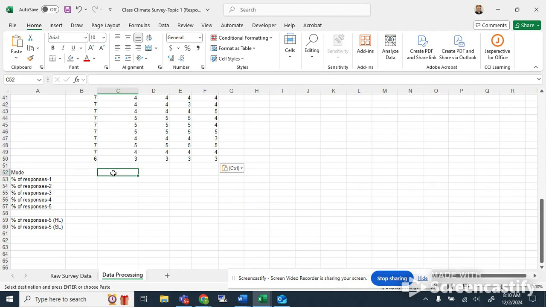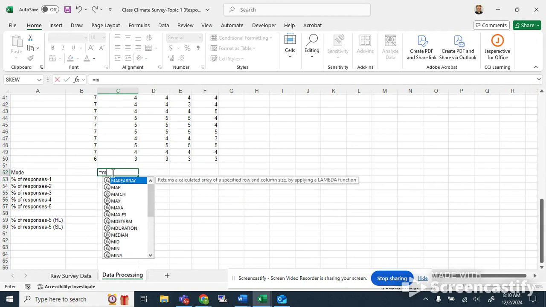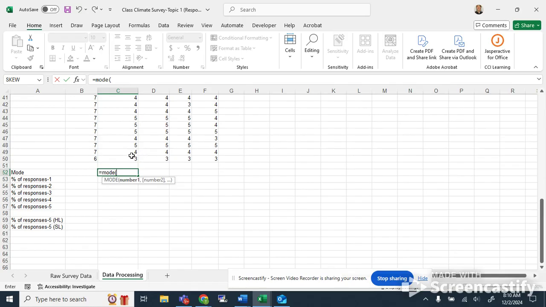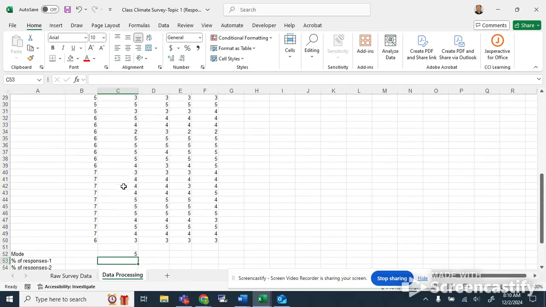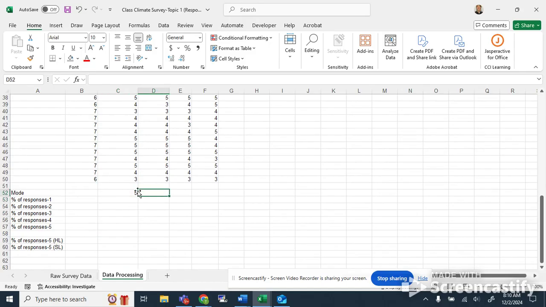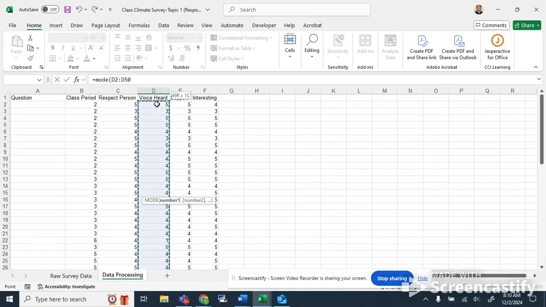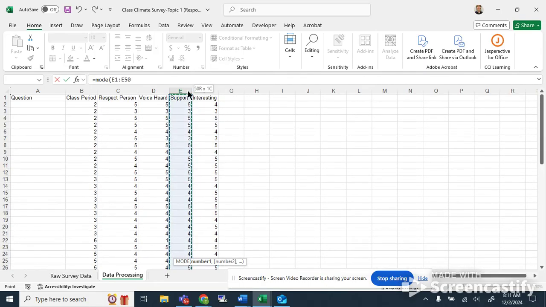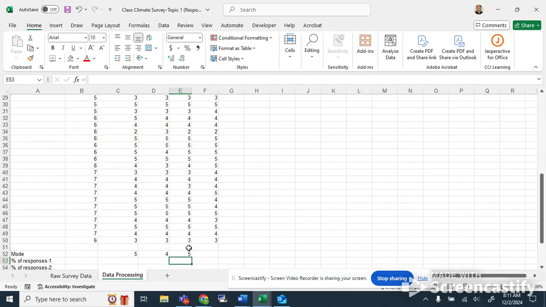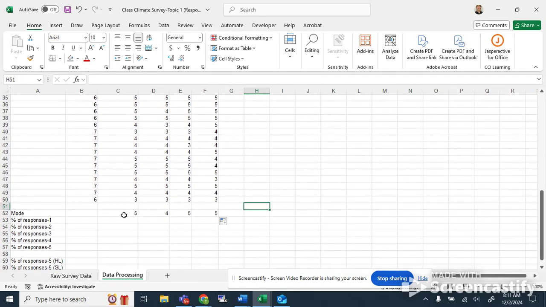So the mode is equals MODE, parentheses, and you just give it the numbers you want, and you're done. So the mode here is a 5, which means the most common answer there was a 5. Let's repeat that for the other questions. And since it's all set up the same, I can actually drag it over. Okay, so that's my mode. That's a pretty useful thing to know, what the most common answer is.